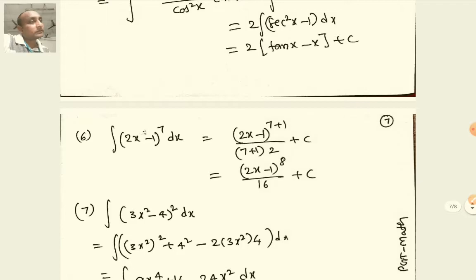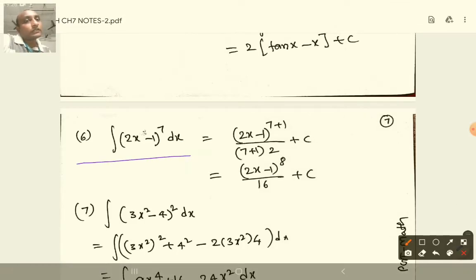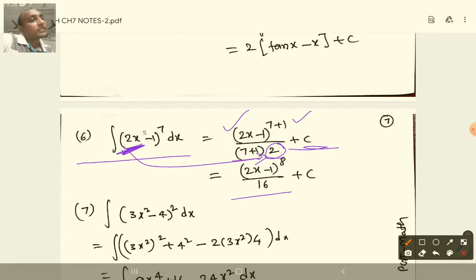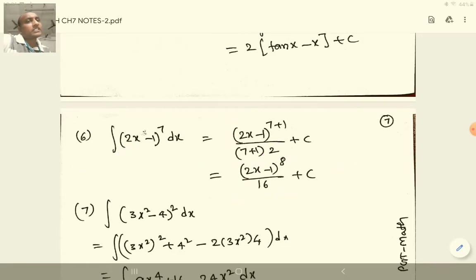Sixth question. Integration of 2x minus 1 whole power 7 into dx can be written as 2x minus 1 whole power 7 plus 1 by 7 plus 1 into 2. Because n plus 1 by n plus 1 into 2, the x coefficient is divided, right? Plus c. So 2x minus 1 whole power 8 by 16 plus c. But it is there like this.